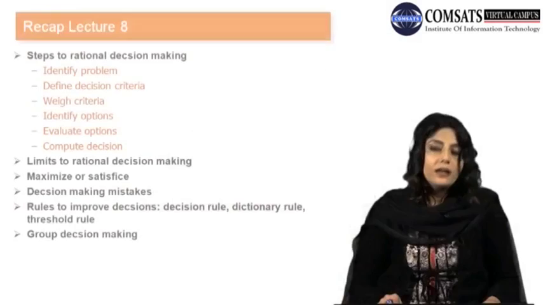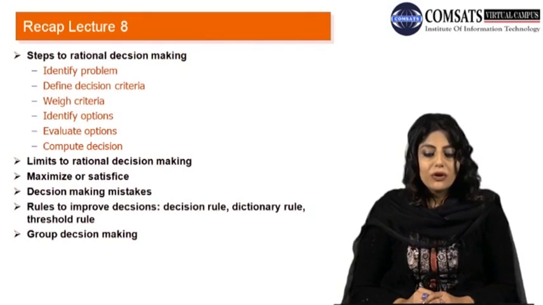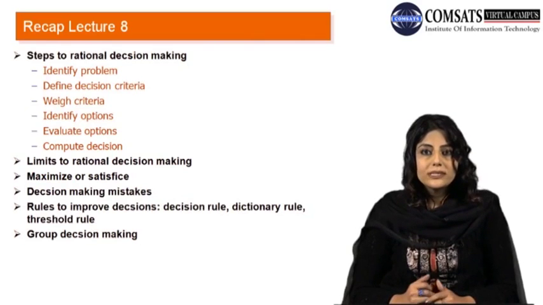Before we start with the contents of the lecture, I would like to have a recap on lecture 8. In lecture 8, we had a discussion on what rational decision making is, how managers make decisions, and what the different constraints are that managers face while making decisions. We started off, as a first step to rational decision making, with the identification of the problem.